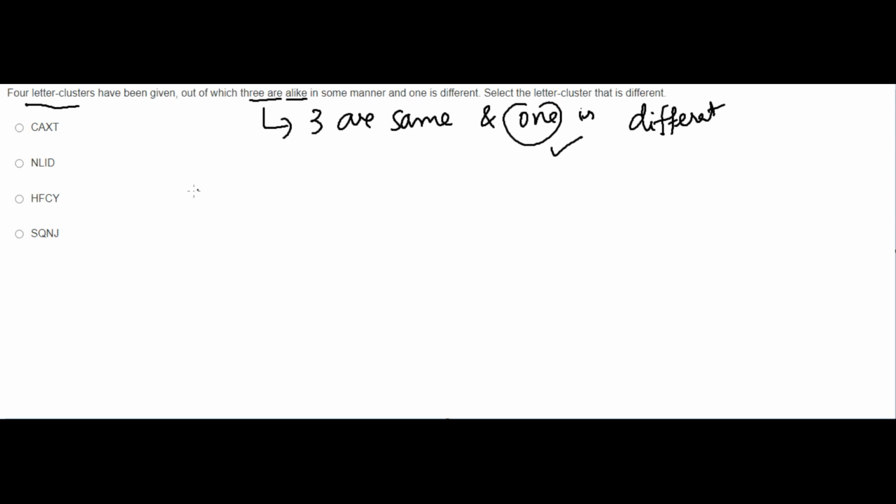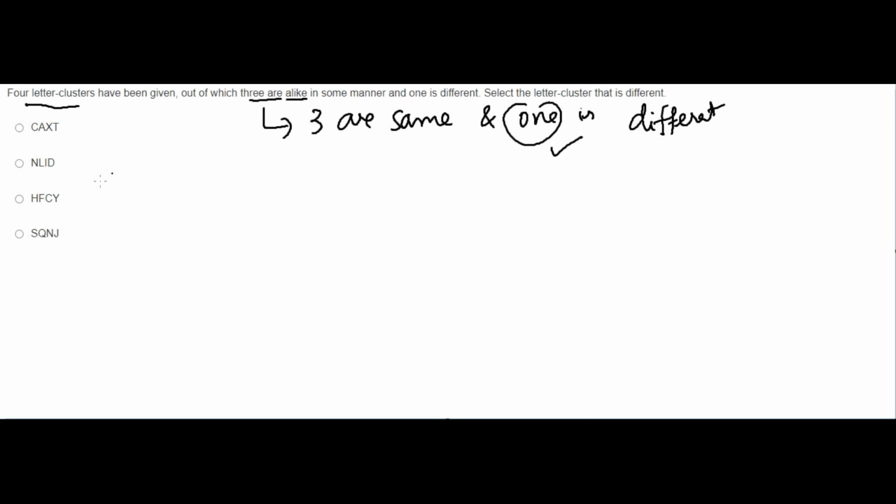So four letter clusters are given, and out of these, three are alike. Three are alike means they follow the same manner, and one is different. That's what they are telling us, and that one we have to find out. So what does this mean?